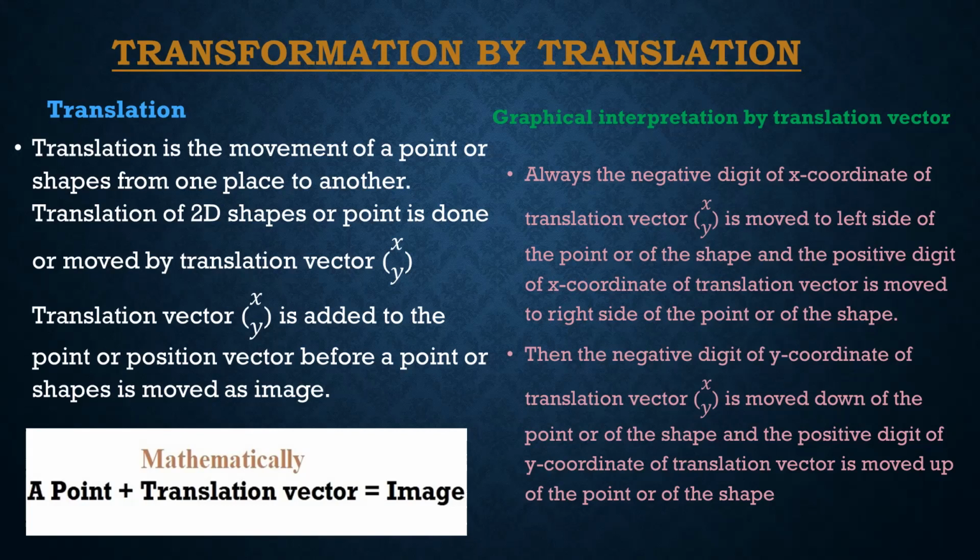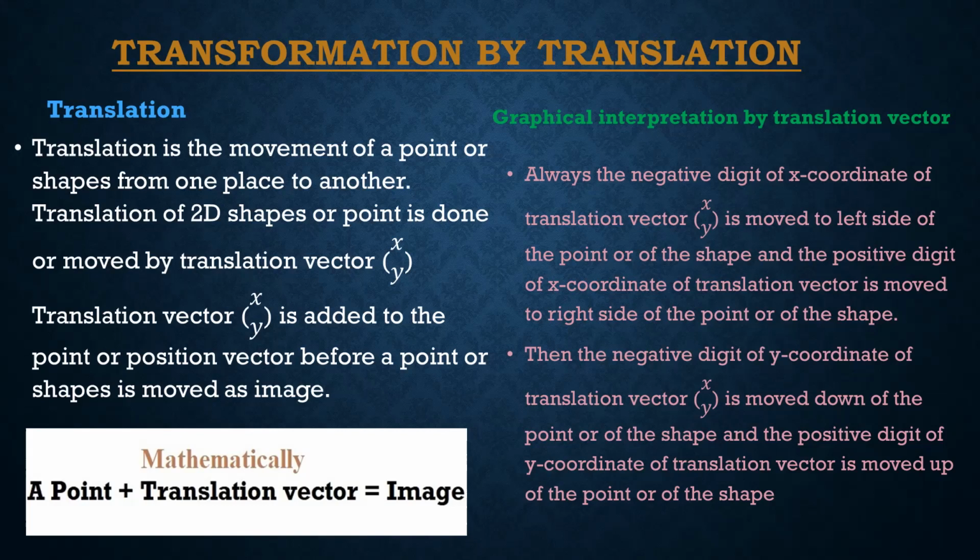Always, a negative x coordinate of the translation vector moves to the left side of the point or the shape, and a positive x coordinate of the translation vector moves to the right side of the point or the shape. As I said, the translation vector will be given in coordinate form, x and y. So if the x part is a negative one, we will move to the left side of the coordinate. And if the x part is a positive one, we will move to the right side, because the right side is where you can locate the positive numbers of the x-axis.